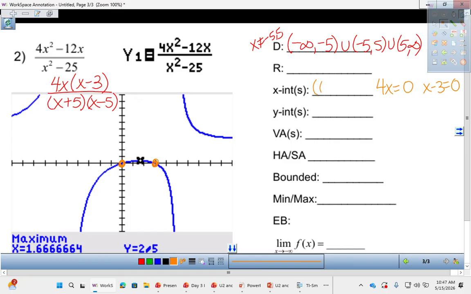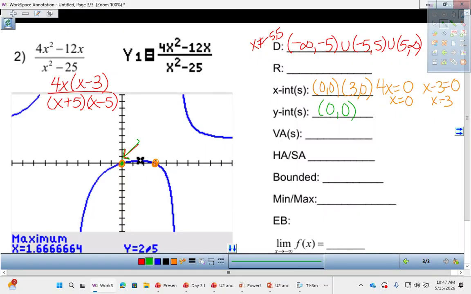So I've got a (0, 0), because when I solve this one, I get x equals 0. And when I solve this one, I get x equals 3. So (3, 0) is the other one. And the y-intercept is this one, because it's up and down. And here's the y-axis, and we're crossing here. So that's the (0, 0) one.